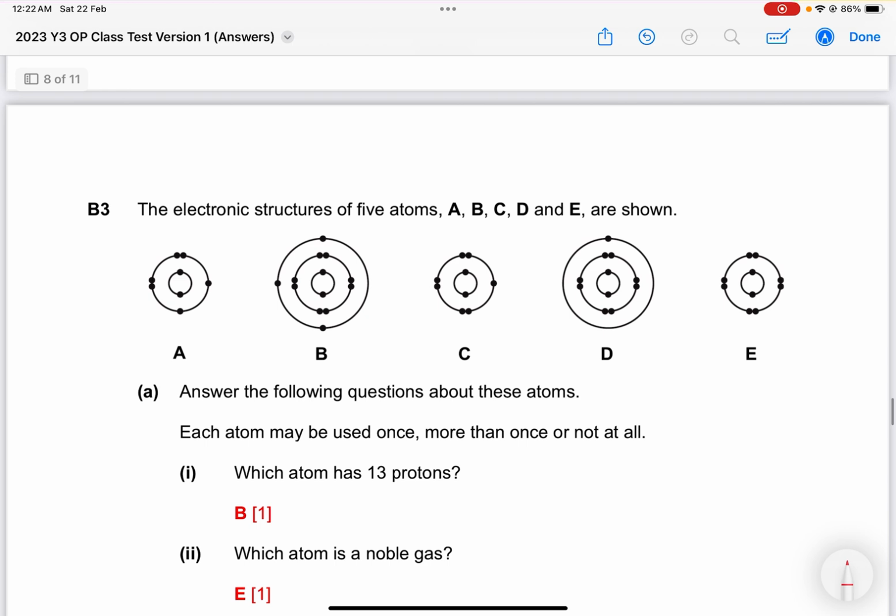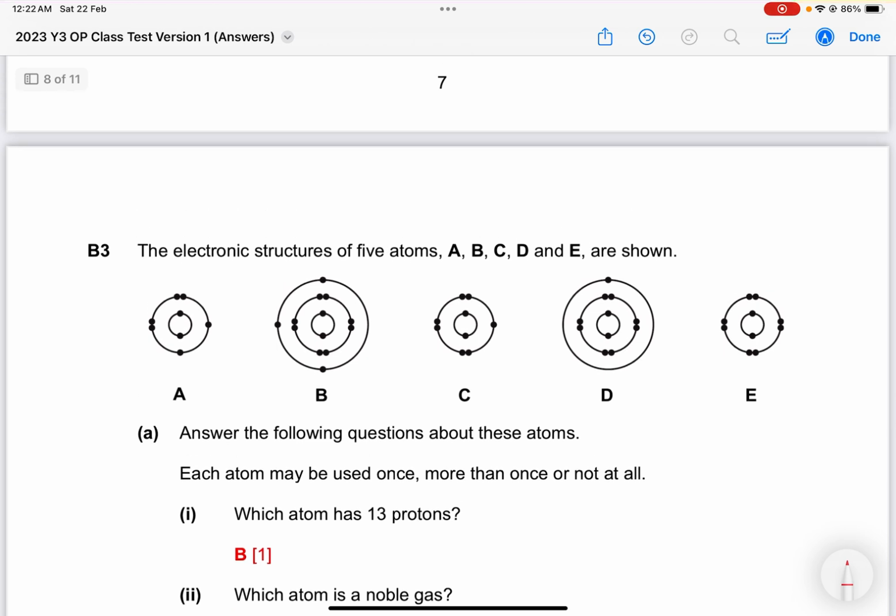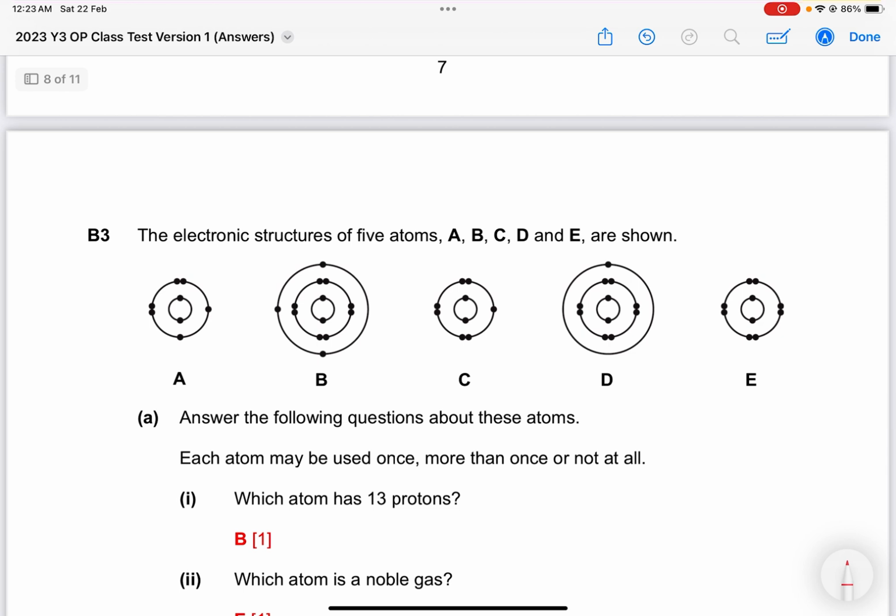Now B part 3. B3. The electronic structures of 5 atoms A, B, C, D, E are shown. So this is the electronic structure. Answer the following questions about these atoms. Okay, each atom will be used once, more than once, or not at all.